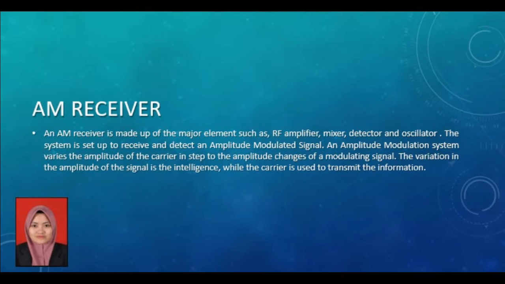An AM receiver is made up of major elements such as RF amplifier, mixer, detector, and oscillator. The system is set up to receive and detect an amplitude modulated signal. An amplitude modulation system varies the amplitude of the carrier in step with the amplitude change of a modulating signal. The variation in the amplitude of the signal is the intelligence, while the carrier is used to transmit the information.